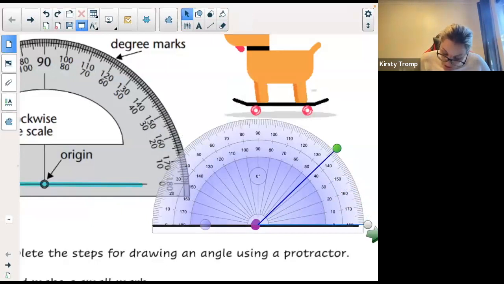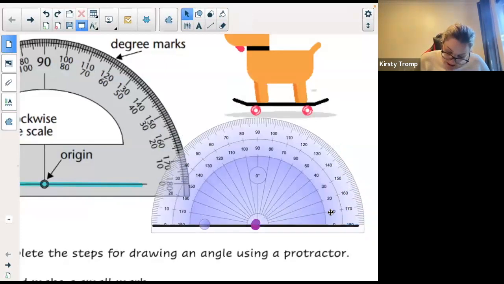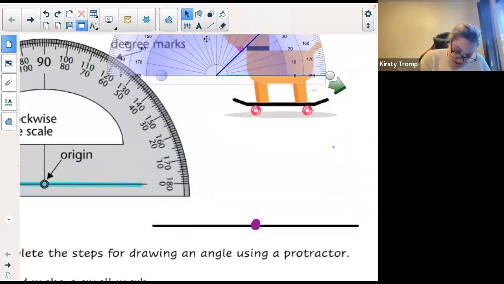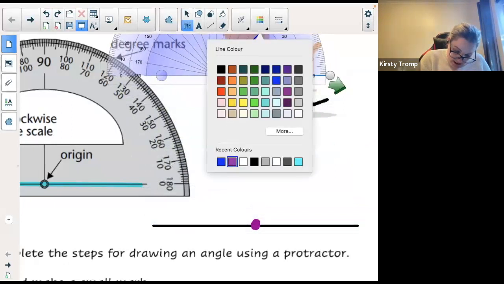So where's 45 degrees? Well, it goes from 0, 10, 20, 30, 40, and between 40 and 50, we've got 45. I'm going to move my protractor out of the way. All right, and make my mark a little bit bigger so you guys can see it nicely.